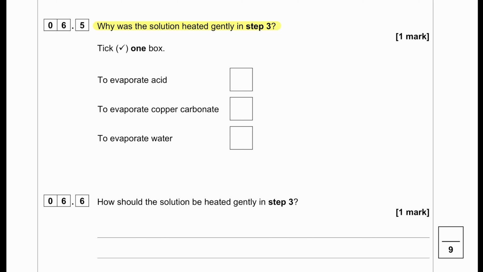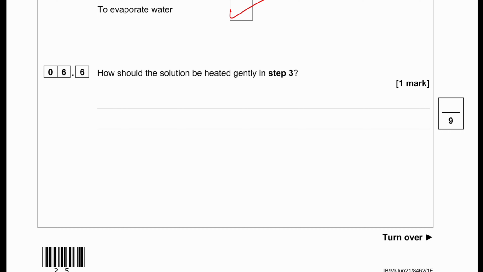Basically, we want to evaporate the water. We want to remove the water as much as possible before the crystallization process is triggered. So, evaporate water. How should the solution be heated gently in step 3? To heat gently, we can use either an electric heater or a boiling water bath.